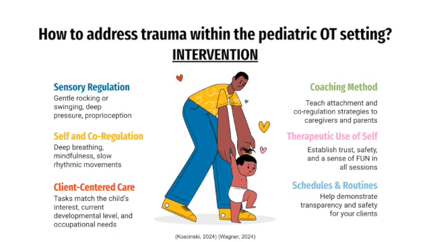Self-regulation is an important tool to teach children who have experienced trauma. Each child has their own preferred method to bring their body and mind back to a calm state, such as breathing, mindfulness, slow movement, or even taking a break outside. It's also important for the occupational therapist to practice co-regulation by modeling their own state of calm to bring a child back into a state of regulation.